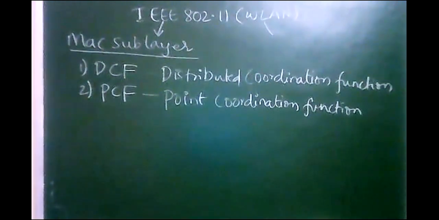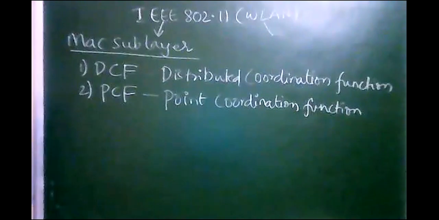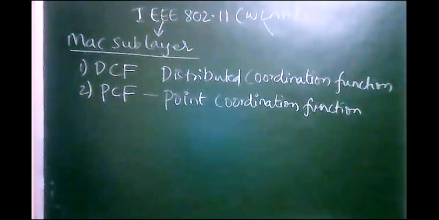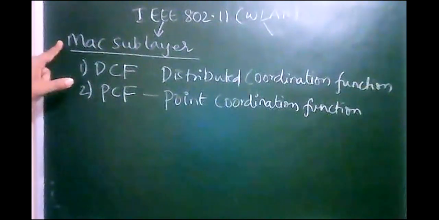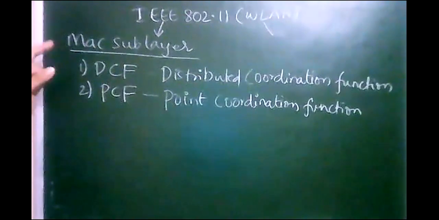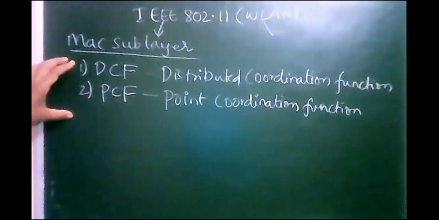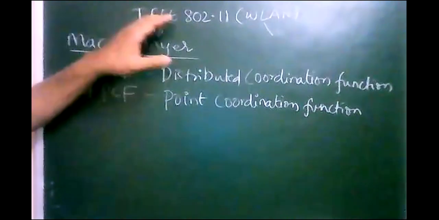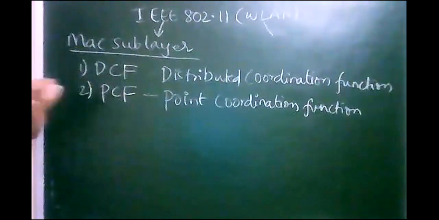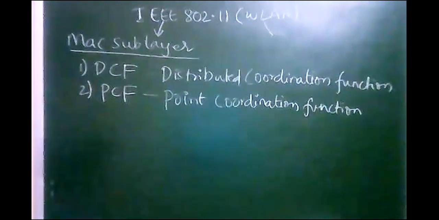It is part of the data link layer. As I told you in the previous class, IEEE 802.11 deals with only two layers: the data link layer and the physical layer. The MAC sublayer is part of the data link layer, and it is divided into two sections according to the IEEE standard. The first one is DCF, the second one is PCF. Now let us get into the details one by one.